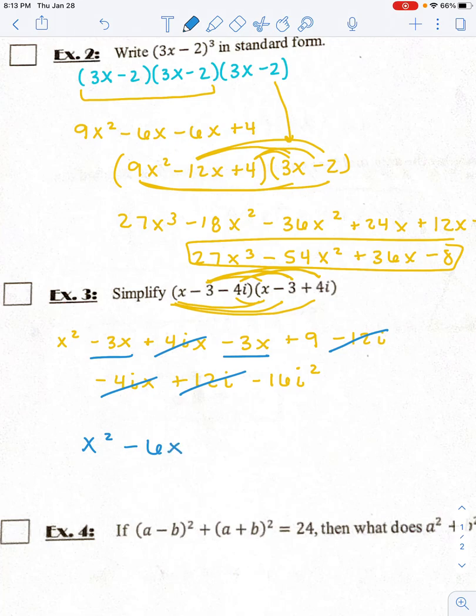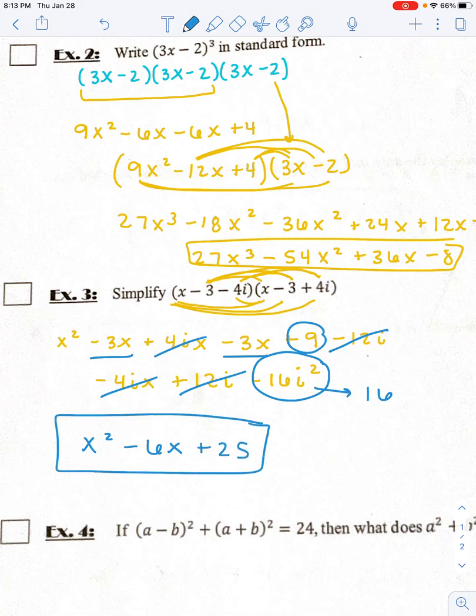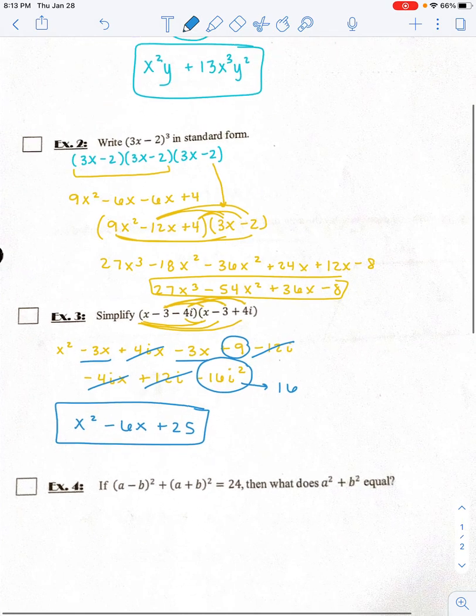I've got x squared by itself there. I've got -3x, -3x, which gives me -6x. I've got 9, and it's -16i squared. Remember, i squared becomes -1, so this actually becomes positive 16. So 16 plus 9 will give me 25.